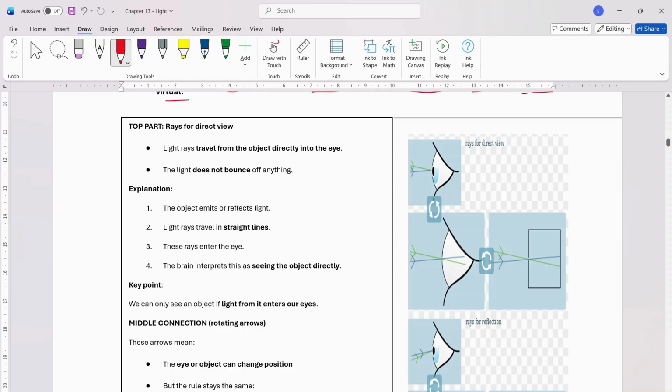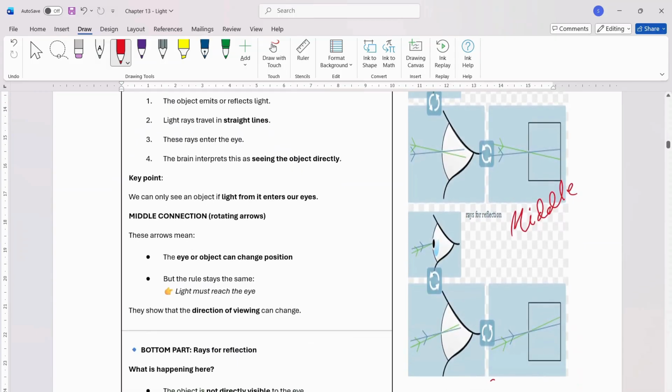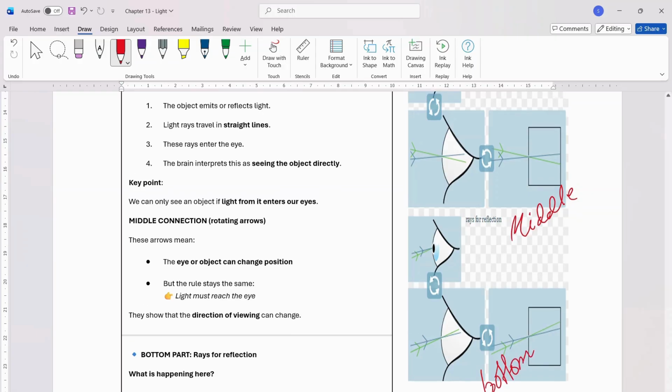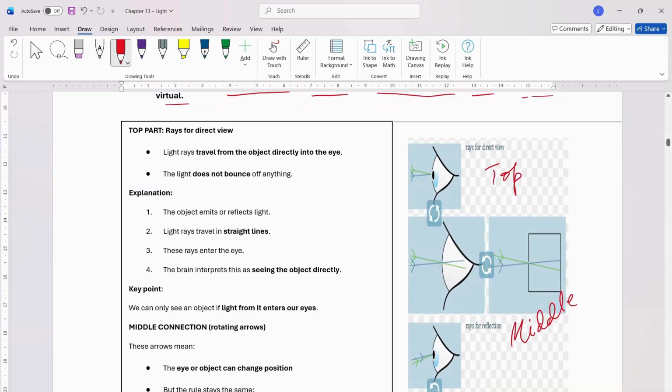We have a diagram where we have a top part and the middle connection, and then we have a bottom part. So, the explanation of this diagram: the top part shows rays for direct view. Light rays travel from the object directly into the eye. The light does not bounce off anything.